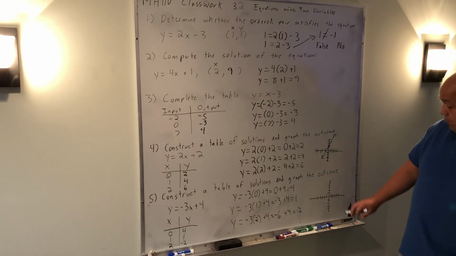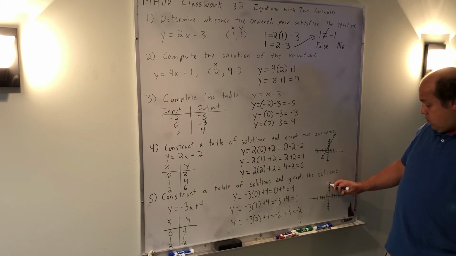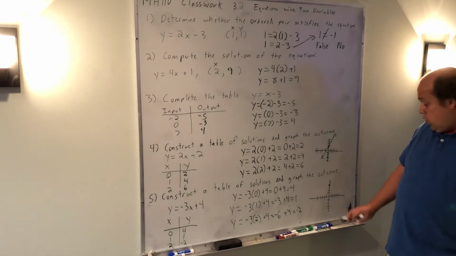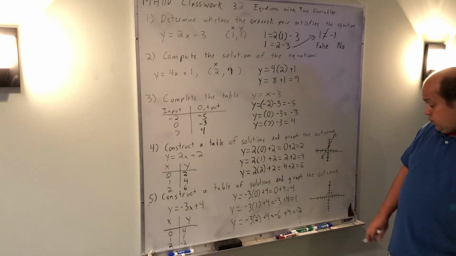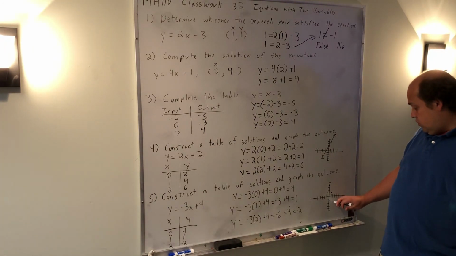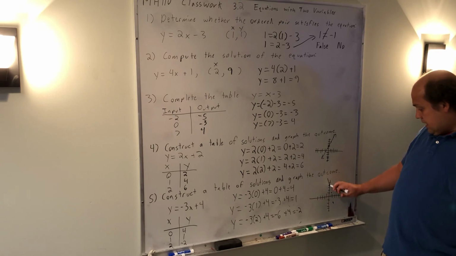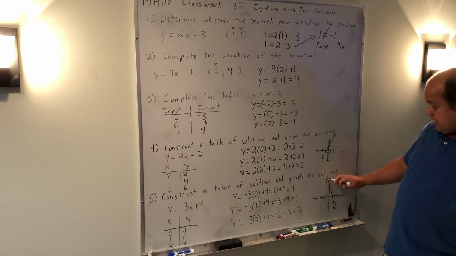If I put 0, 4, I go left or right 0, up 4. 1, 1 would be right 1, up 1. And 2, negative 2 would be right 2, down 2. Connecting these in a line, it should look something like this.